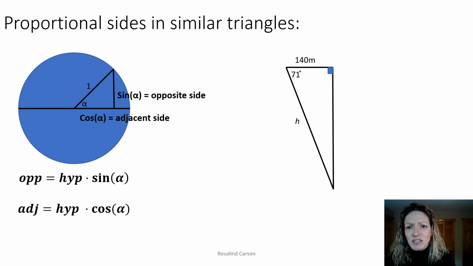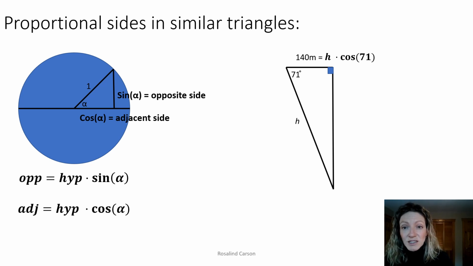How do I find the adjacent side? It's hypotenuse times cosine. Okay, so now I know 140 is equal to hypotenuse times cosine 71. Cosine 71 is the distance from the center of the circle to the chord after I've traveled 71 degrees. It's an exact length. It's a length in the circle on the diameter. It's just a number. So cosine 71 is an exact distance. I can just divide both sides of the equation by that number.